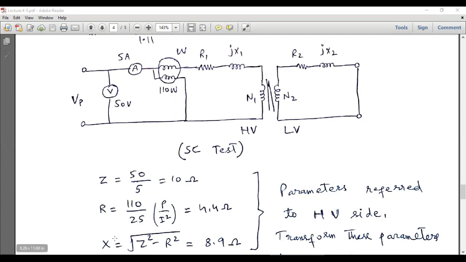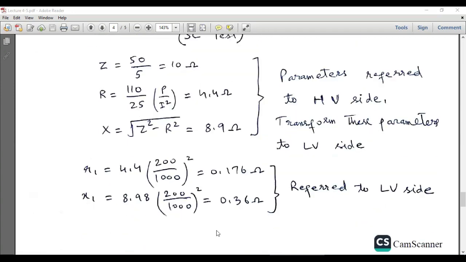And now we will calculate this reactance, the equivalent reactance referred to the high voltage side. This is the equivalent resistance referred to the high voltage side. So reactance will be equal to the square root of Z square minus R square, and it is given as 8.9 ohm. So these are the parameters referred to the high voltage side. We have to transform these parameters to the low voltage side.